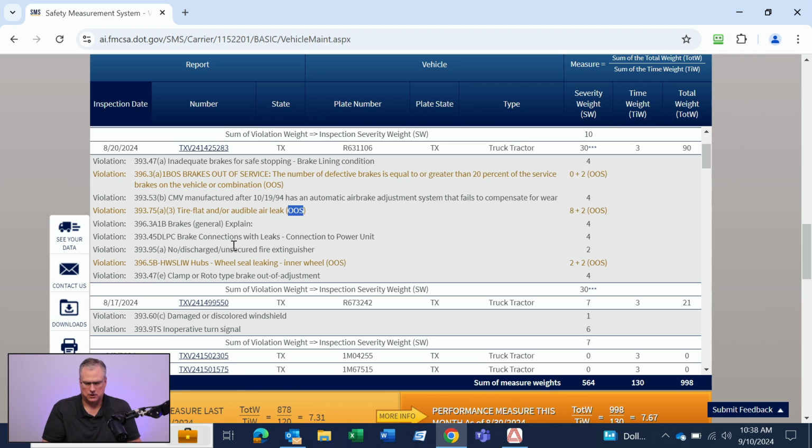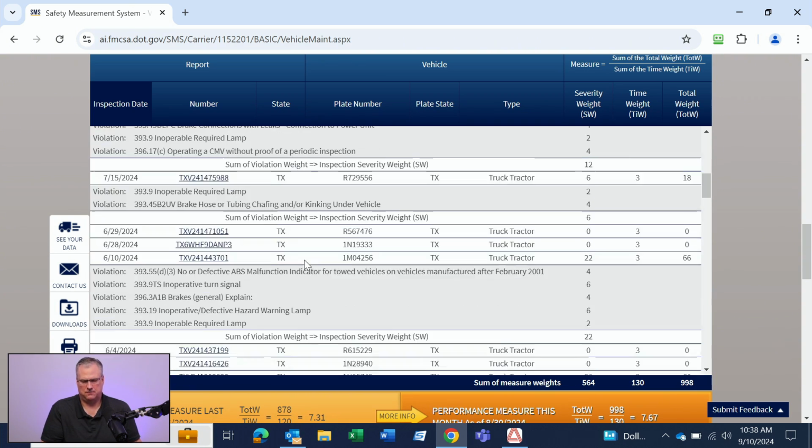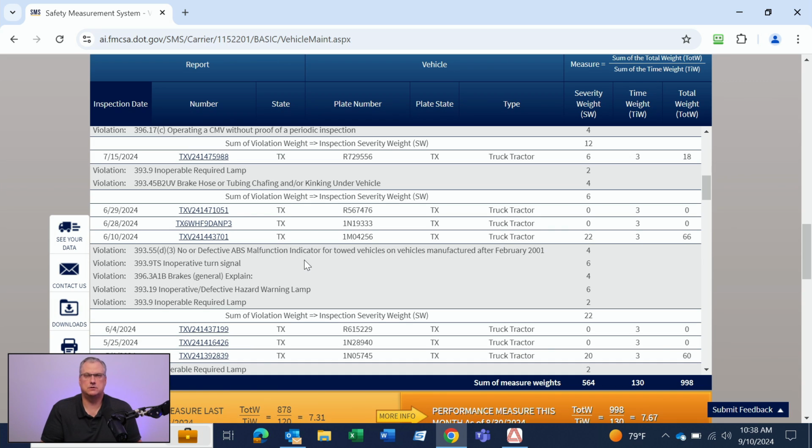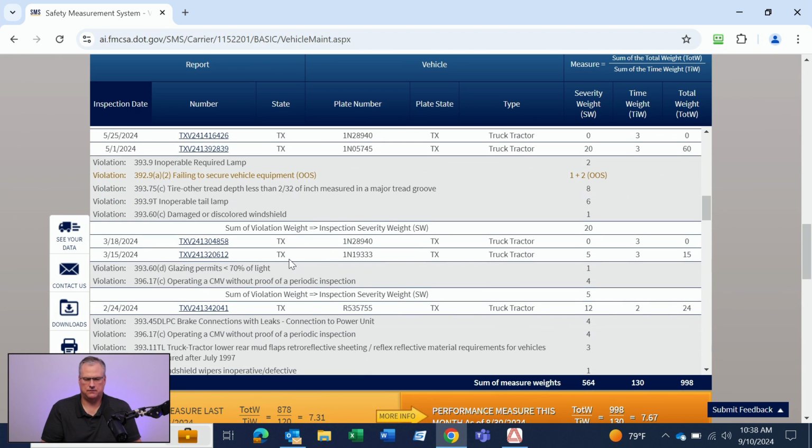Also, there's other things on the vehicle. This has a wheel seal leaking, so it is imperative that you take time to review and pre-inspect your vehicles before you take off for the day. That will reduce this score for your business over time. Just make sure you take care of things.